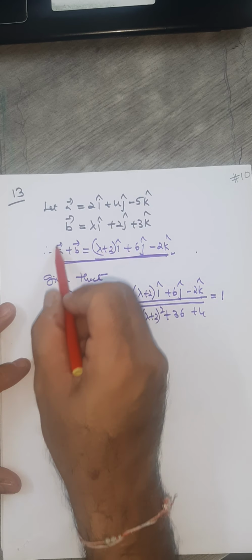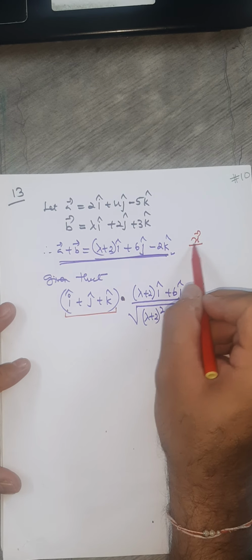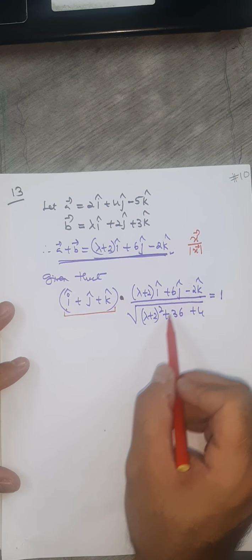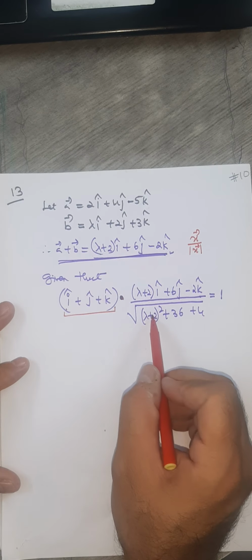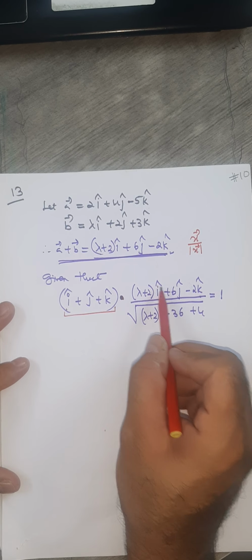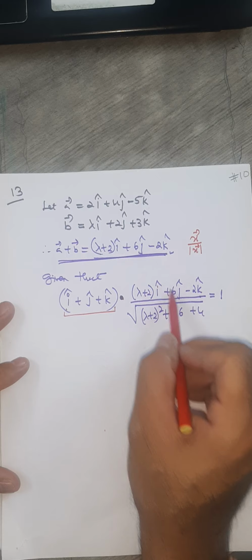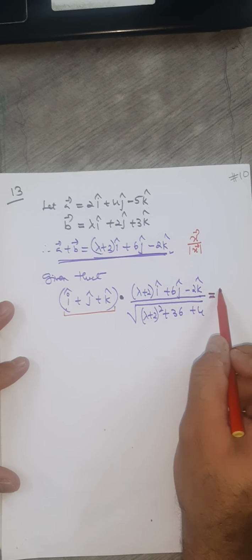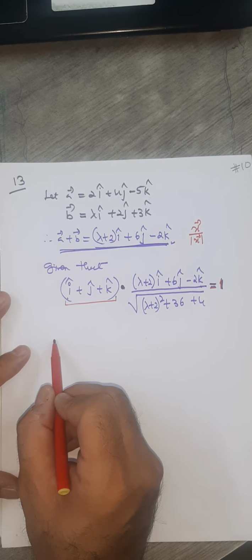How do we get the unit vector in the direction of this? Vector upon its magnitude. So I wrote the vector here upon its magnitude. So square root of (lambda + 2)² + 36 + 4, times (lambda + 2) i cap + 6 j cap − 2k. And this dot product equals to 1. This is given to you.